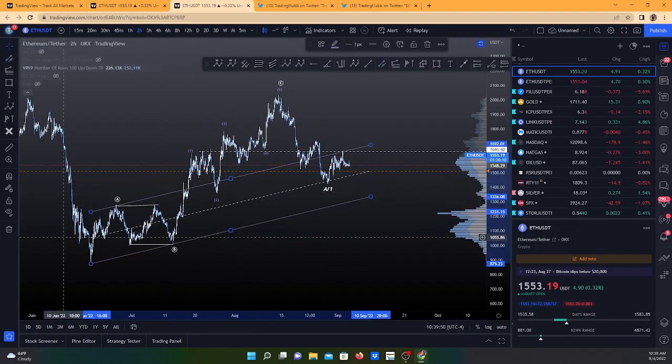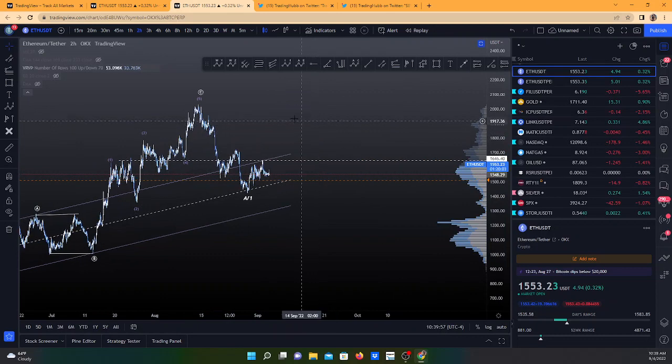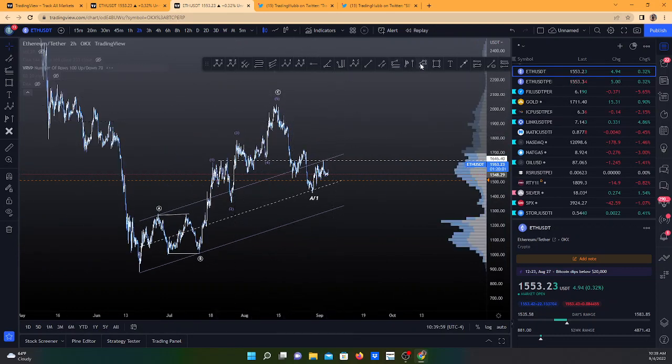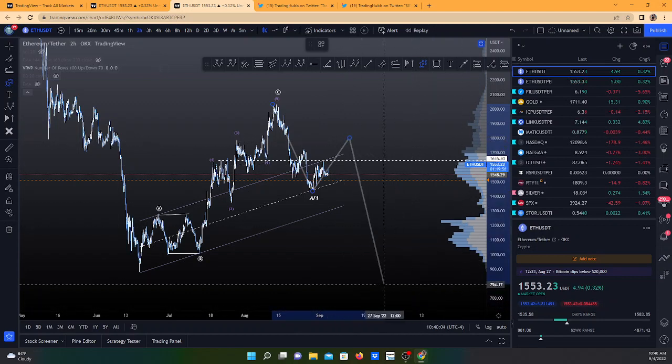Like, does that look like an ABC? You get them. It does happen, but I would say this is low probability in ABC. Even if it is an ABC, that doesn't mean we are necessarily doing a 1, 2, 3, 4, 5.